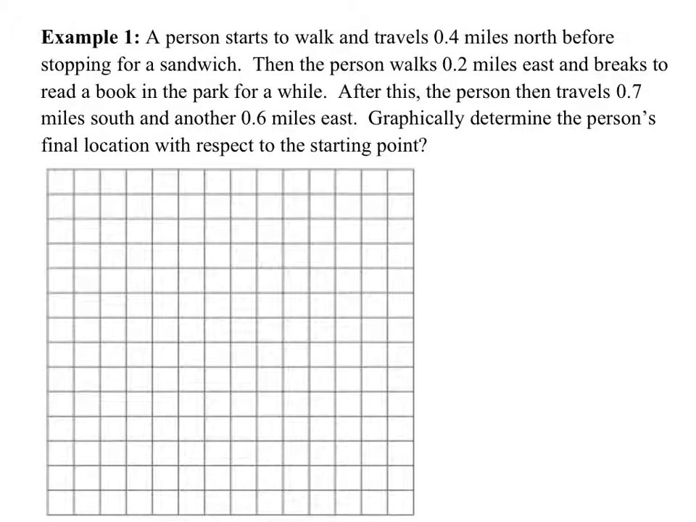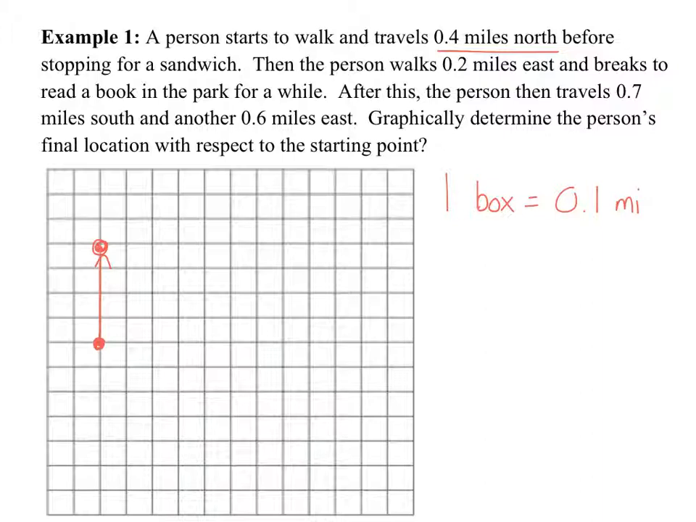So we're going to draw all the vectors and connect them. We have to go through the story one thing at a time. Maybe I'll start right here. That's where the person starts. The person starts to walk and travels 0.4 miles north. Well, I don't know what that means if I don't have a scale. So I'm going to say that one box is equal to 0.1 miles. So 0.4 miles north is going to put me right here to end. So that's my first vector right there.